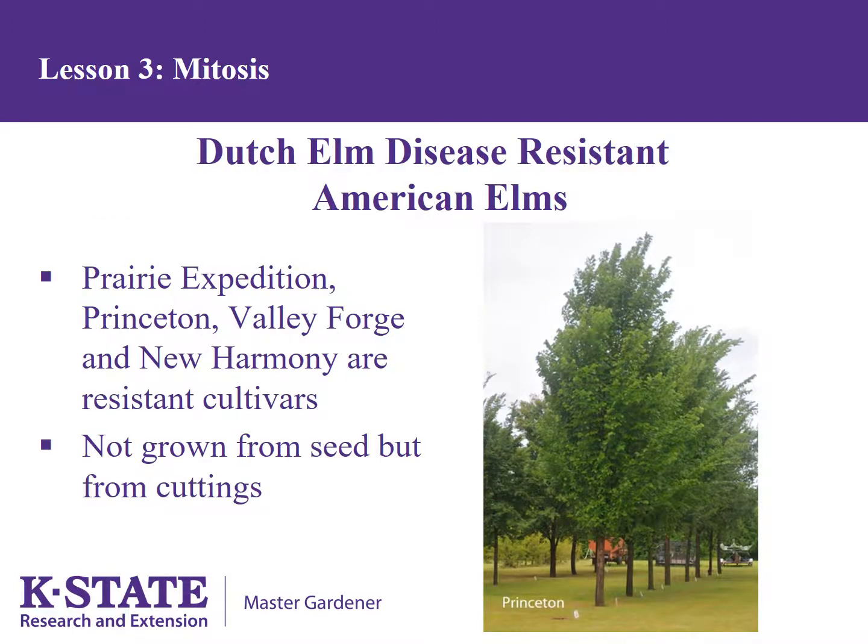Another example why vegetative propagation is important is in disease resistance. Most American elms are susceptible to Dutch elm disease, which has decimated American elm populations across the U.S. However, there have been a very few American elms that were naturally resistant. Those have been identified and propagated by cuttings. Since the trees grown from cuttings are genetically identical to the parent, the progeny also have Dutch elm disease resistance.